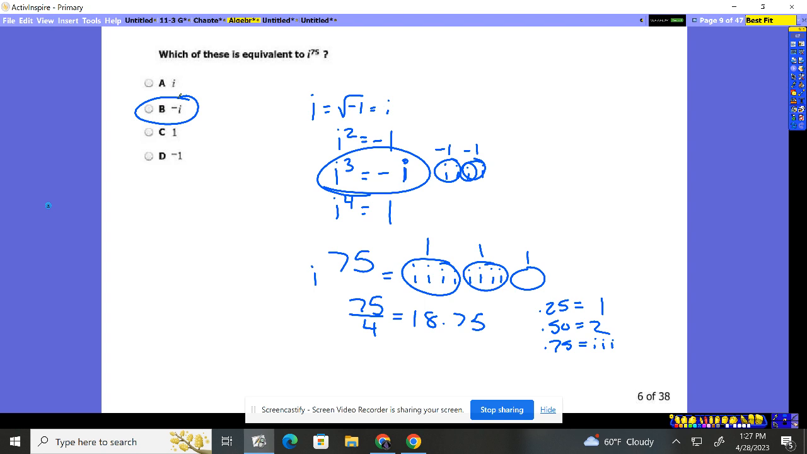B is our answer. Because if we did this, we'd have 18 of these, and then we would have 3 left over. So choice B, it is a negative i. Simply divide by 4, look at what's left over. And remember, if you don't have anything left over, that means it went perfectly. It means it was an i to the fourth, which remember, i to the fourth is worth 1. That's the one we sometimes make a mistake on.